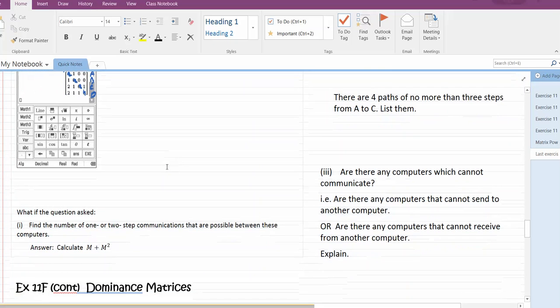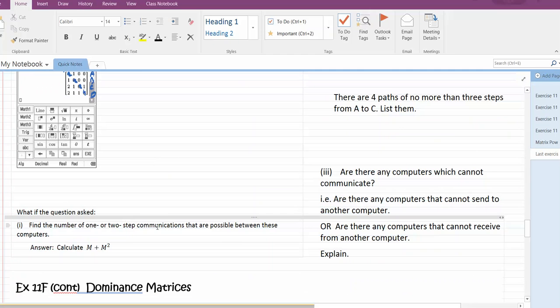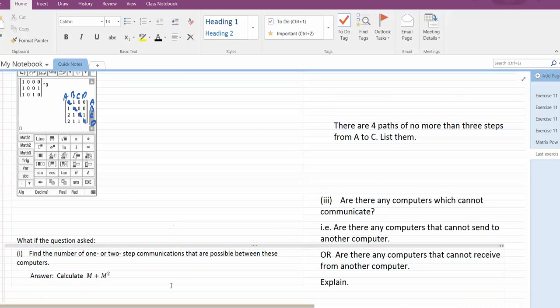So what if the question asks, find the number of one- or two-step communications that are possible between two computers? So what this does, when we add M to M squared, the M squared represents the number of two-step communications between computers, and the M represents the number of one-step or direct line communications between computers.